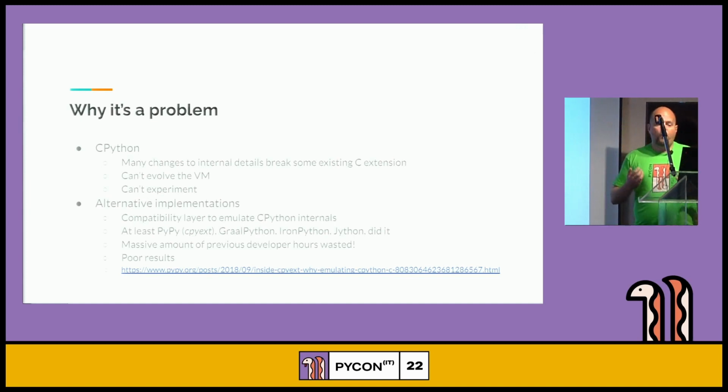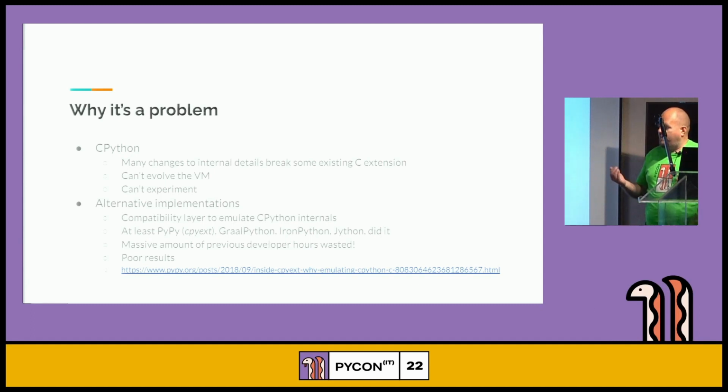And yeah, why is this a problem? It's what I said before. From the CPython point of view, many things are stuck. It's stuck in the past. We cannot evolve. CPython developers cannot try new things, and this is a problem.